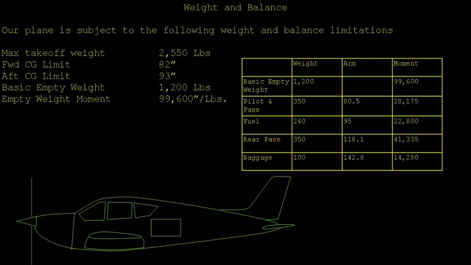206,190 inch-pounds divided by 2,240 pounds will give us a CG of 92.04 inches. That's 1 inch forward of the aft limit.